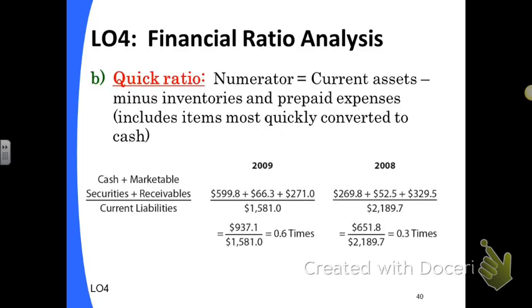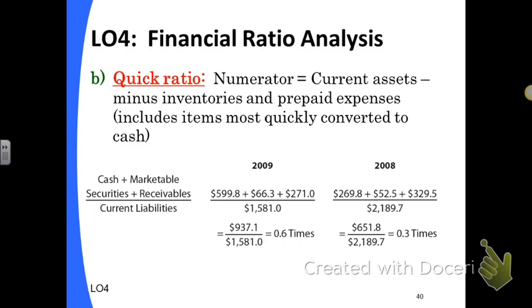Next, we have the quick ratio. And the numerator in the quick ratio is basically our current assets minus inventories and prepaid expenses. What we want to look at here is just our items that are most quickly converted to cash. So that would be cash itself, our marketable securities, and our accounts receivable. And that's the numerator in this particular formula over our denominator, which is our current liabilities.